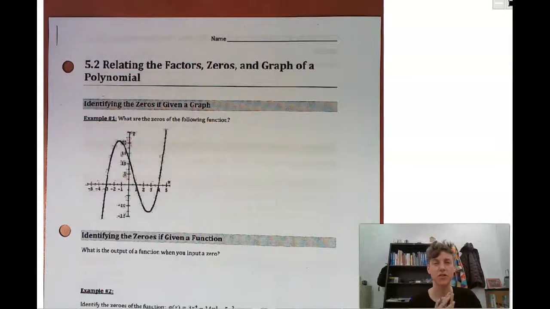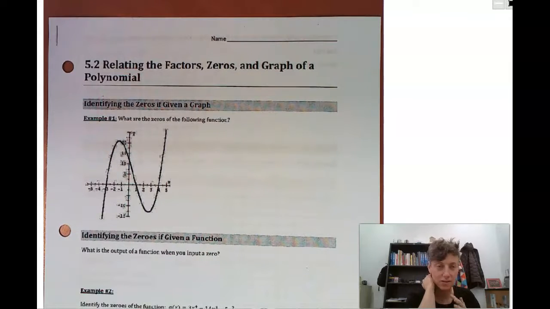What's up, scholars? Today we're talking about relating the factors, zeros, and graph of a polynomial. So let's start out with identifying zeros from a graph. Looking at this example, what are the zeros of the following function?